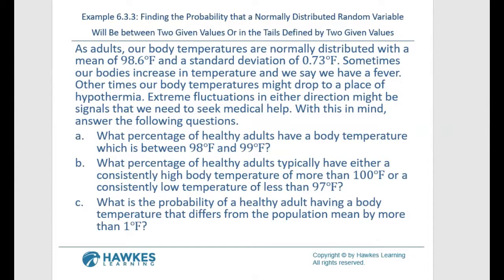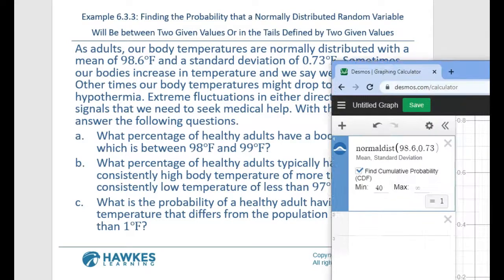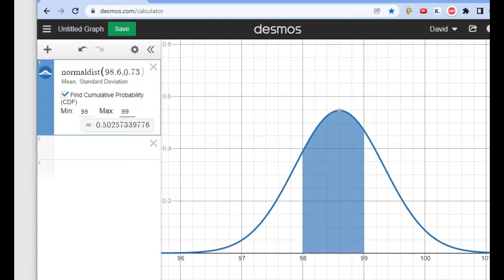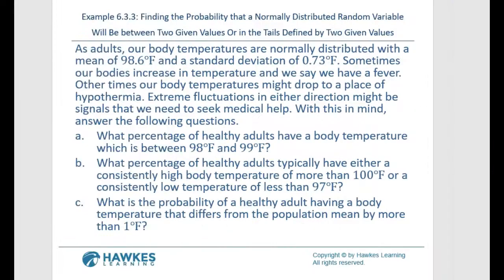So the first one says what percent have a temperature between 98 and 99. So 98 there, 99 there, there's our answer. All right, half of adults' temperature is going to be in that range.